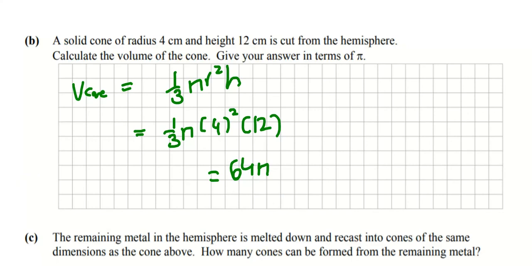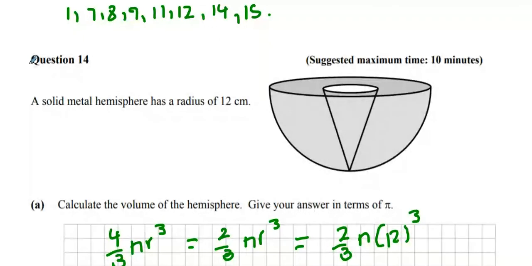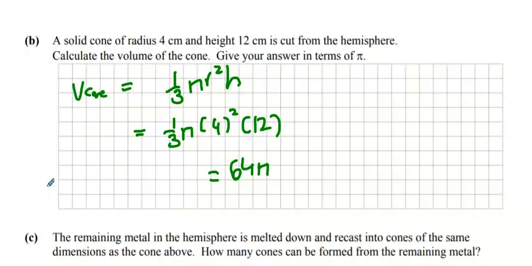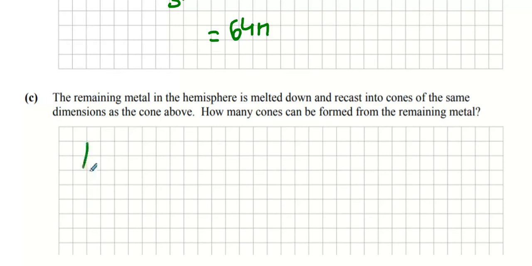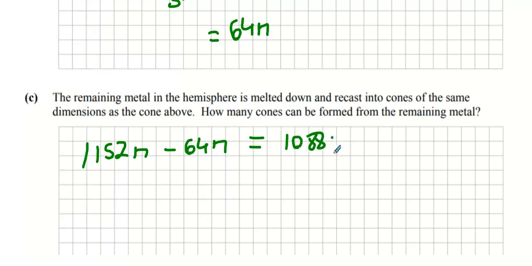The remaining metal in the hemisphere is melted down and recast into cones of the same dimensions as the cone above. How many cones can be formed from the remaining metal? Well, the remaining metal is 1152 pi. So there's 1152 pi, take away the 64 pi we already cut out. So there's 1088 pi.